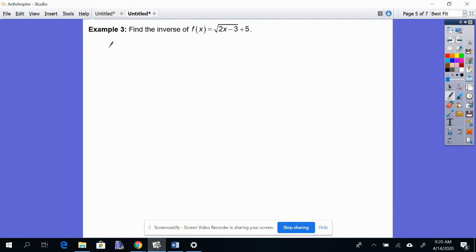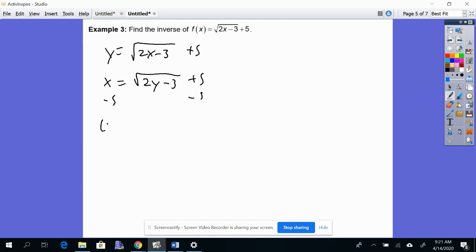Okay. So again, same idea. Change it to y equals notation. to x minus 3 plus 5. Swap x and y. So x is equal to square root of 2y minus 3 plus 5. So we've got a little bit more going on here. Same concept though. I'm going to try to get y by itself. So minus 5, x minus 5, square root of 2y minus 3.